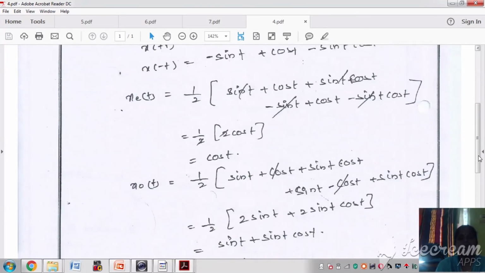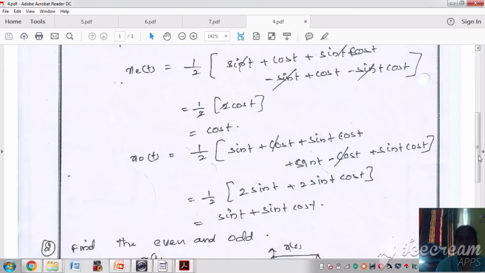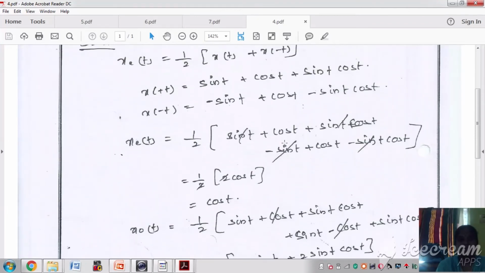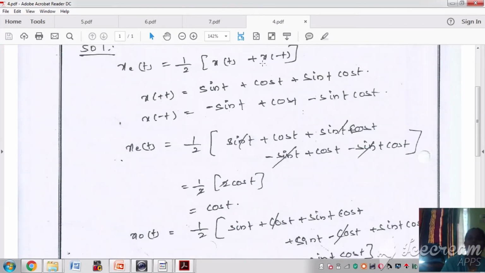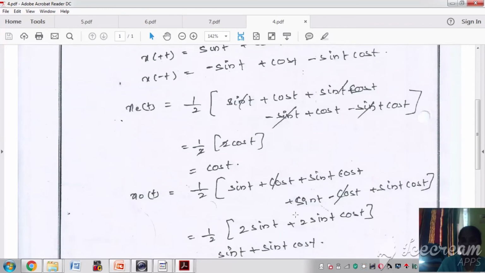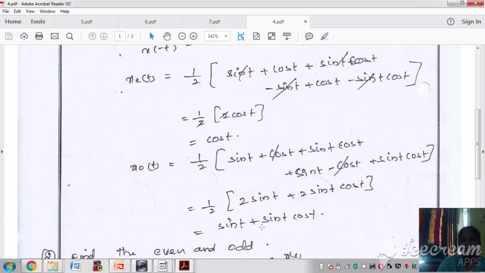And the next one is we have to find the odd component. The odd component formula we know: x o of t is equal to 1 by 2 x of t minus x of minus t. So the same thing I am going to substitute. For this x of minus t, the outside minus sign is there. If you substitute here, it is plus sine t minus cos t plus sine t cos t. So the cos terms get cancelled, and the remaining part you will get is sine t plus sine t cos t.